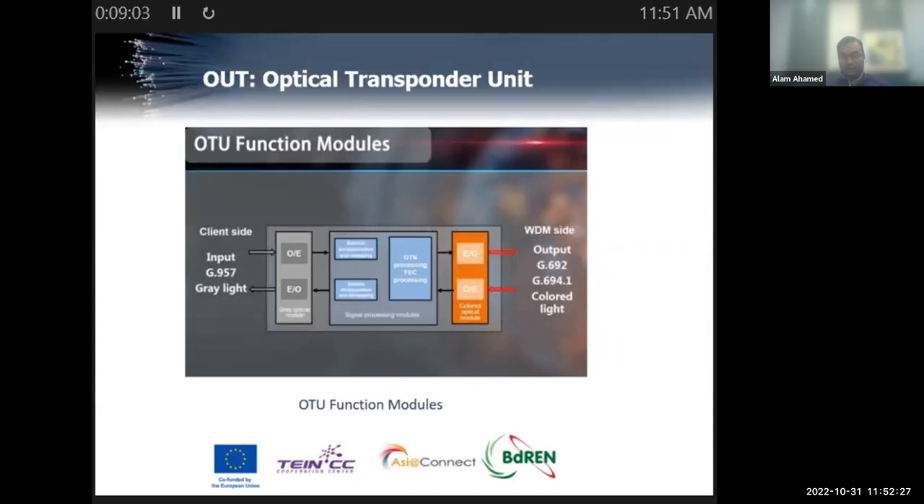Now we have to talk about some OTU characteristics. We generally categorize OTU into transponder and muxponder according to the different wavelength rates of the client and WDM side. That means our OTU is of two types: one is the transponder, another is the muxponder. A transponder means you can take information from a router. That means you have a 10G interface connected to the router, and a transponder carries it directly through the 10G client side to the line side. For muxponder, the client side has two or three 10G ports multiplexed and sent through the line card.